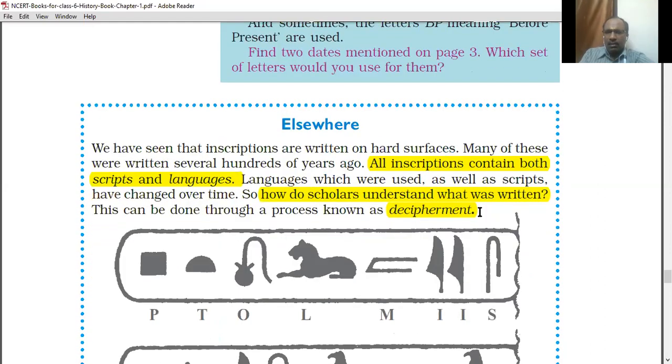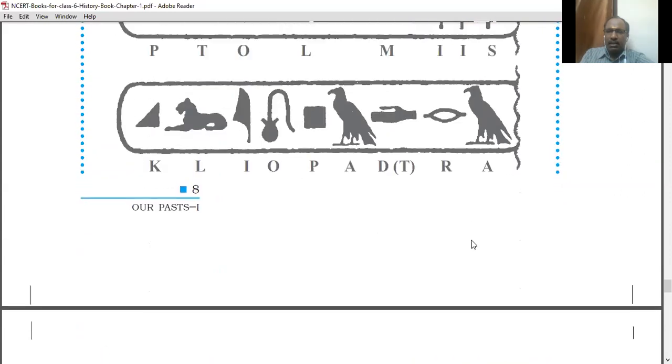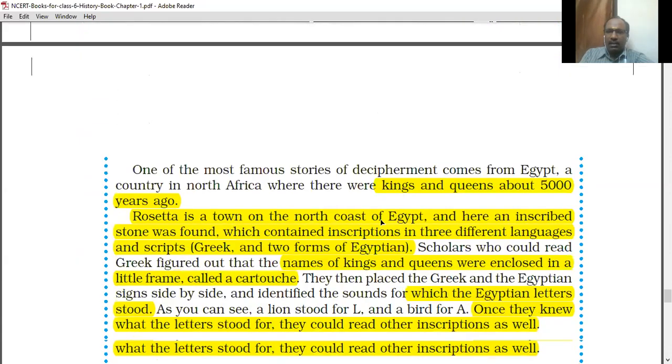So here, some of the things are important. All inscriptions contain both script and language. Definitely, any inscription we take would have been written in Tamil or Sanskrit or other languages. It has a kind of format of writing letters as well as the language. How do scholars understand what was written? It is known as decipherment.